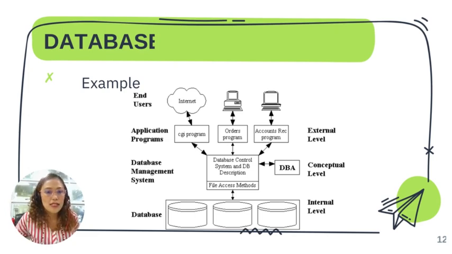Okay, so this is an example of a database schema. You have here the end users or your application, or external model. Your external model will access your conceptual model, which holds the table definitions. And then when you make changes, the changes will be saved into the internal level or the physical level of your schema.